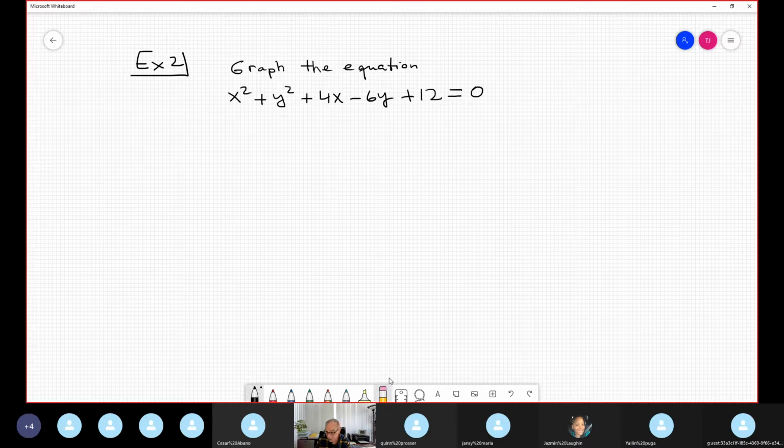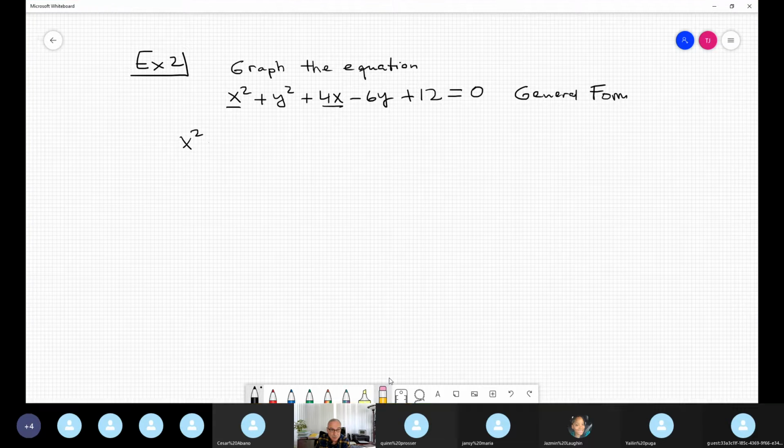So the technique we use to determine this is conversion. This is the general form, the technical name. Convert it to standard. The technique is always the same: you use completing the square. So you bring down x squared. You group the x terms, x and x together.